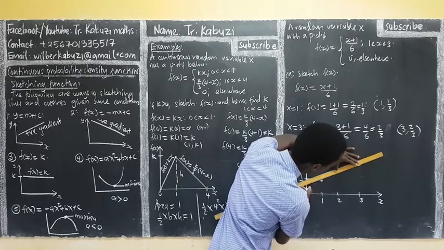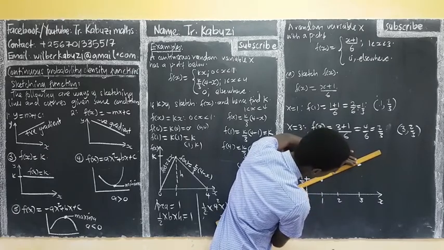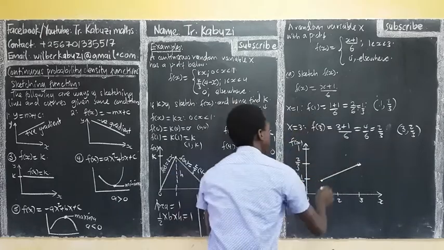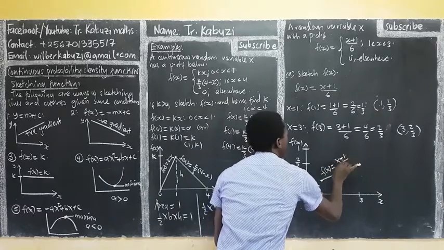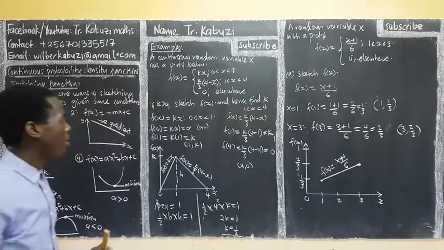So you now sketch that. The sketch is very easy sketching. These ones are a task. Then you name, and this is my f of x equaling to x plus 1 over 6. As simple as that. So we have finished sketching.